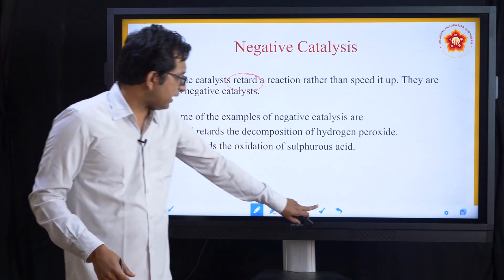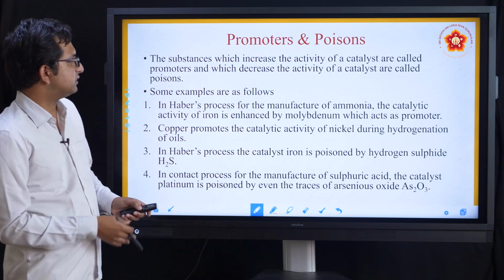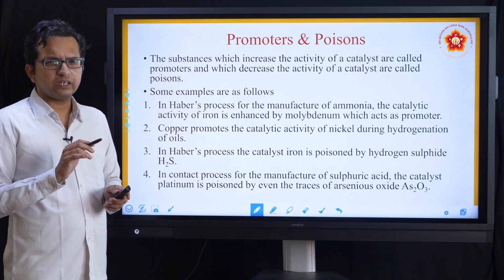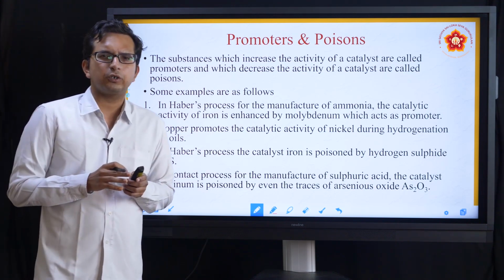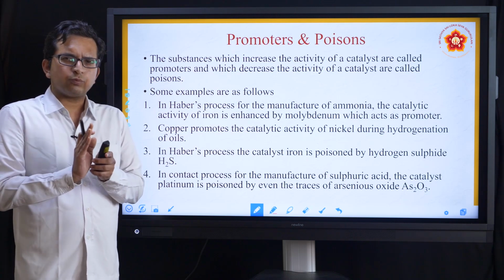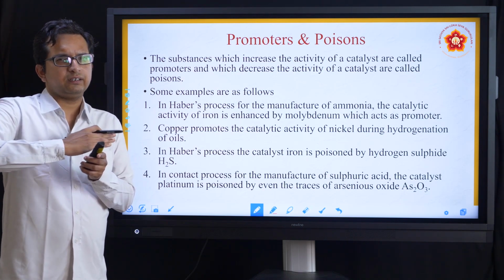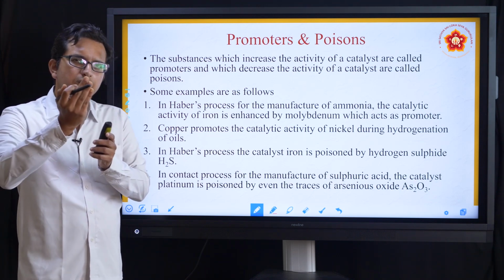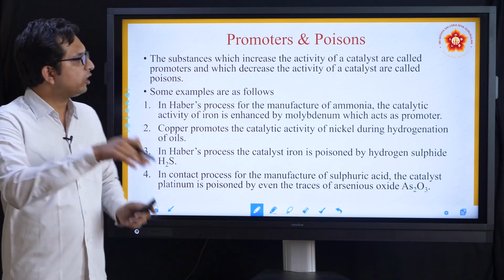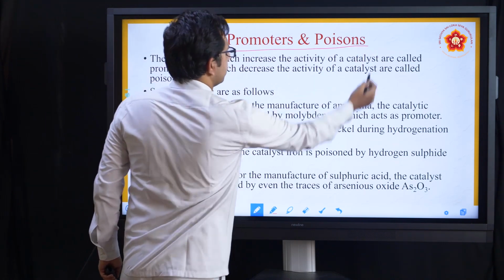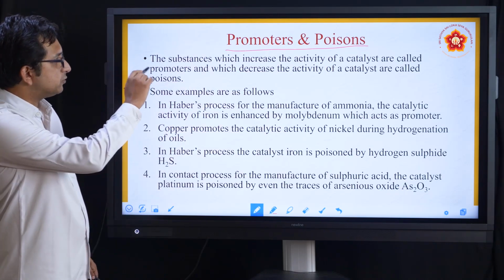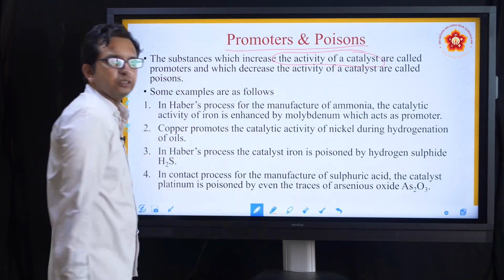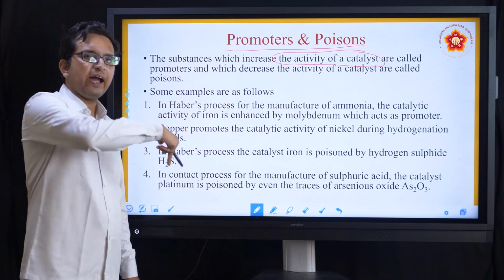So this is another aspect about catalysis as such, and then promoters and poisons. Now this is an important thing. It could be a little confusing, because generally by catalysts we mean that it increases the speed of the reaction, and by negative catalysis we mean that it decreases the speed of the reaction. Then what is the role of these substances, promoters and poisons? The substances which increase the activity of a catalyst, these promoters or poisons have nothing to do with the reactants.